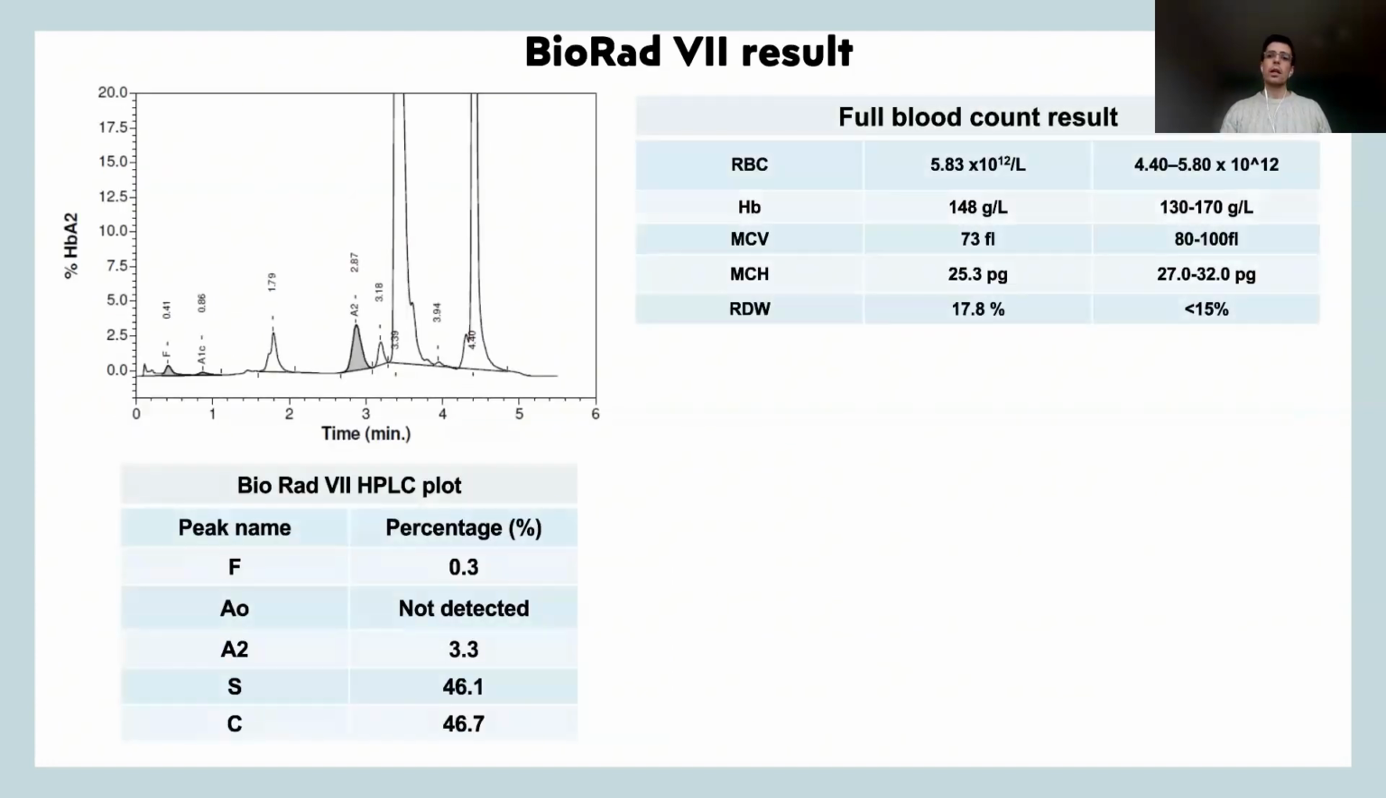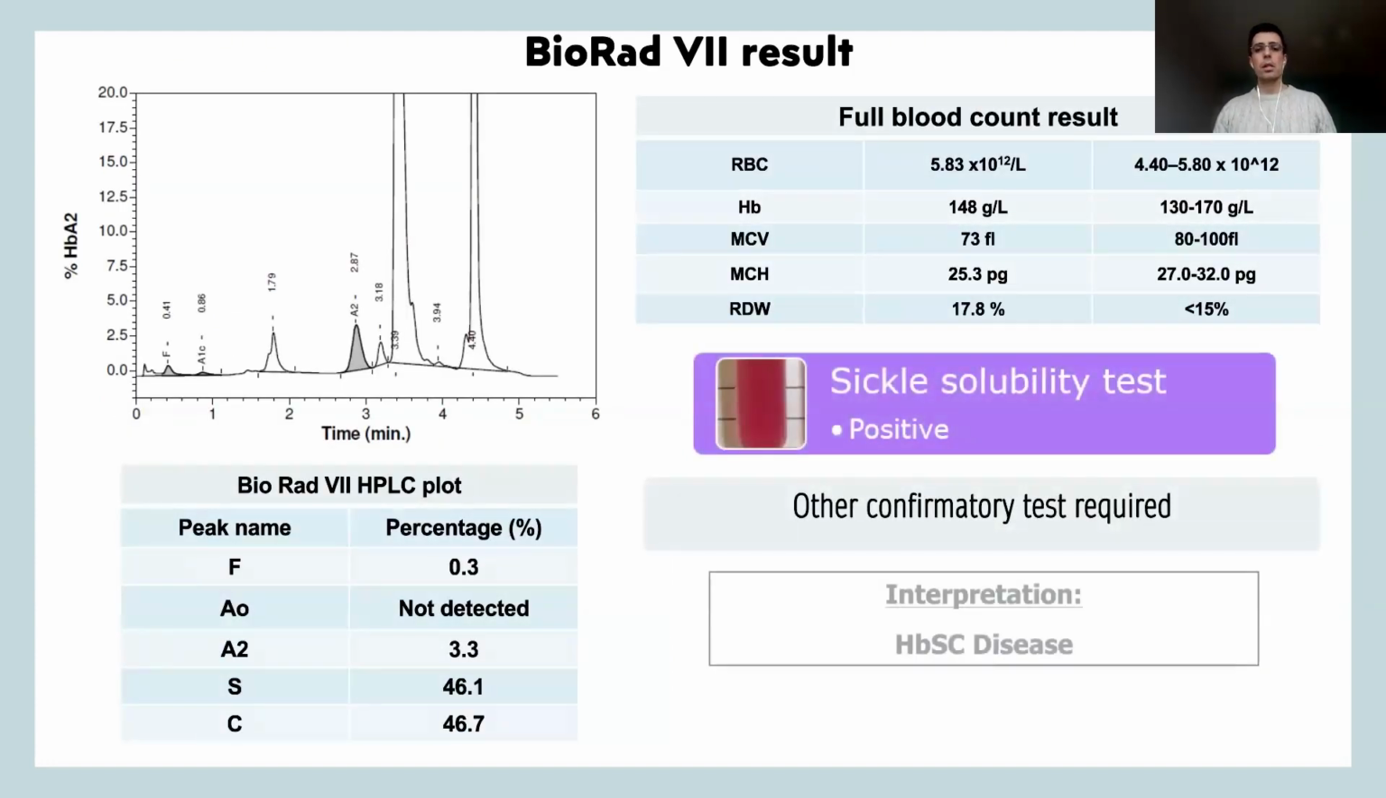In another setting, or on a clinical basis, if you have an SC disease, this is how the result is going to look like. The S and C are quite well separated, quantified, the hemoglobin A2 is also there, and the full blood count in this case was slightly microcytic hypochromic, but it could be iron deficiency or alpha thalassemia in play. Sickle solubility is enough to confirm the presence of hemoglobin S, but it's not enough to confirm the presence of the other hemoglobin variant you have detected.